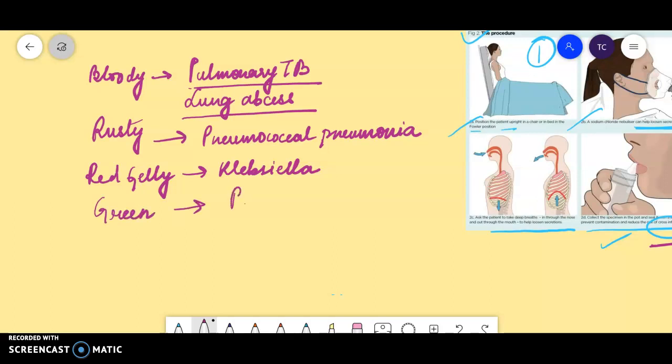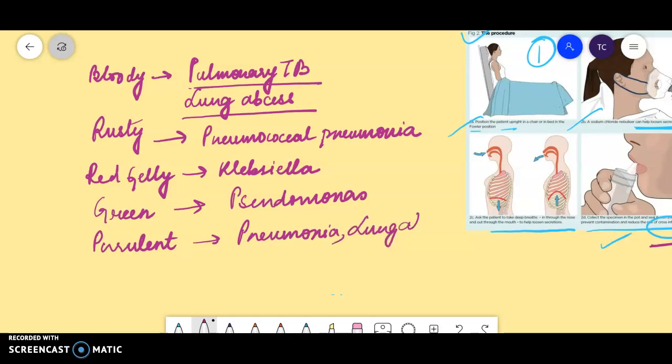you are having. Green colored sputum, Pseudomonas, okay. Purulent sputum, which I have already discussed, can be pneumonia or lung abscess. Okay, next is pink and frothy. So that is your pulmonary edema.